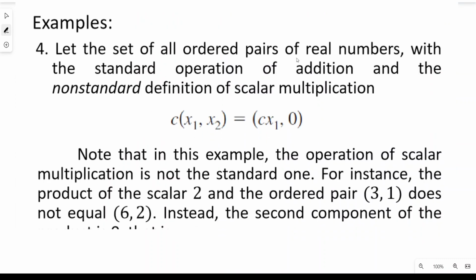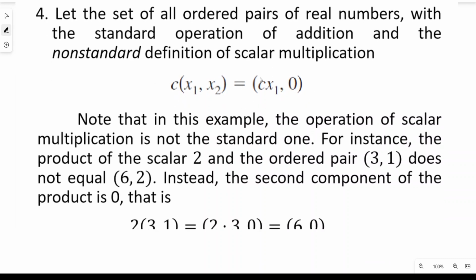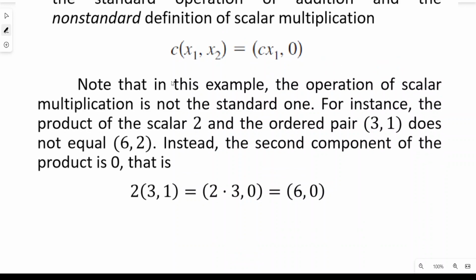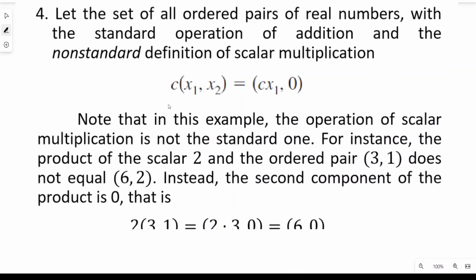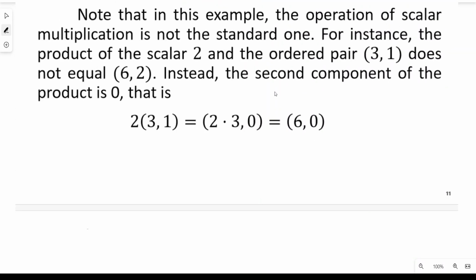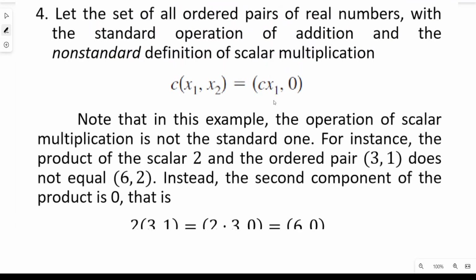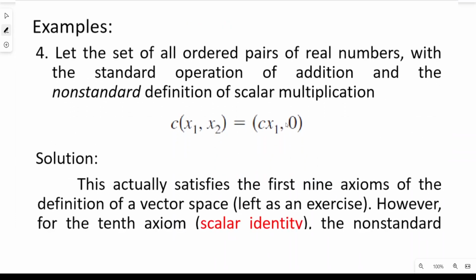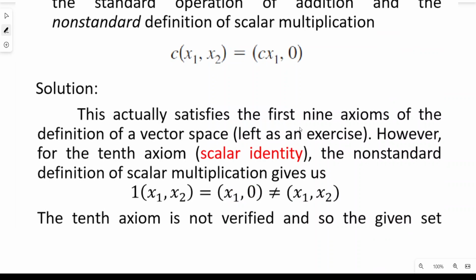The set of all ordered pairs of real numbers with the standard operation of addition and a non-standard definition of scalar multiplication is not a vector space. So in this particular case, if you are going to show that this is not a vector space, it would be helpful if you can visualize ahead of what you are going to do, because this particular set satisfies all other axioms of the set to be considered a vector space aside from the last axiom. So here it satisfies all the first 9 axioms.